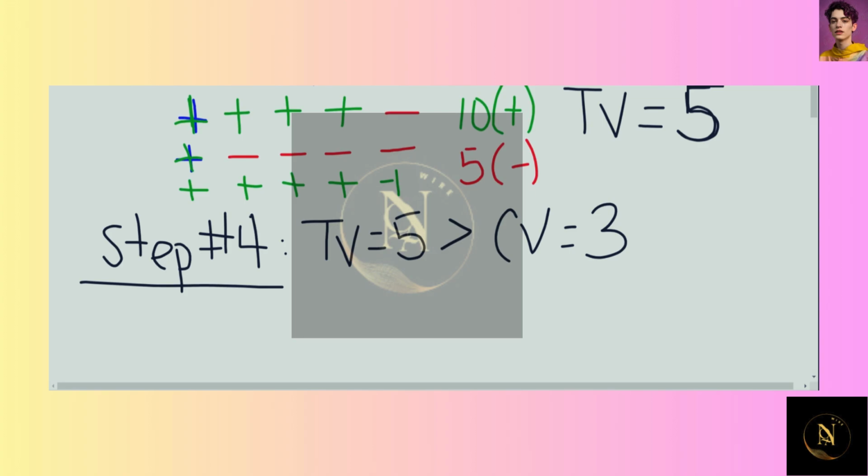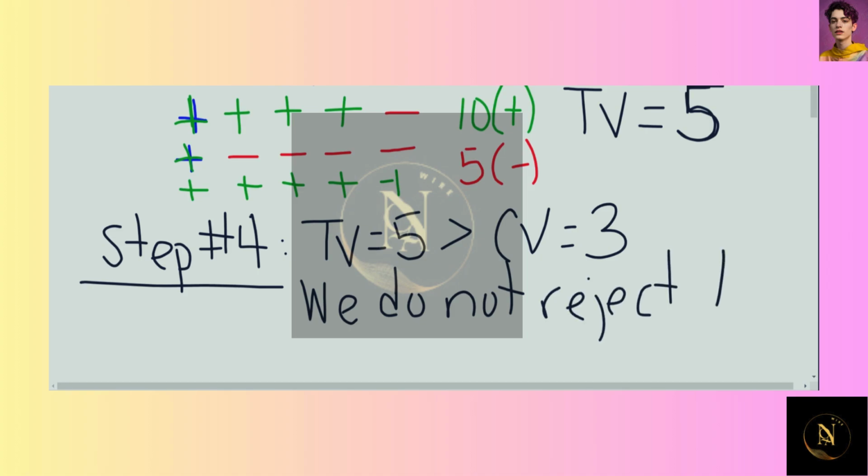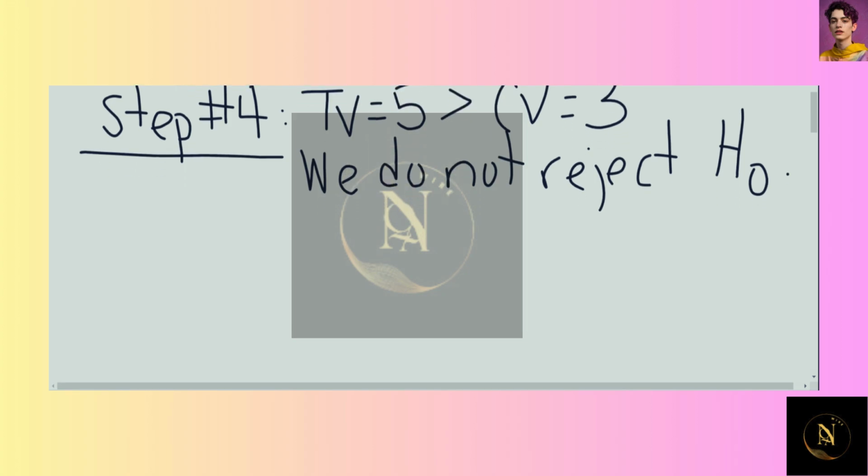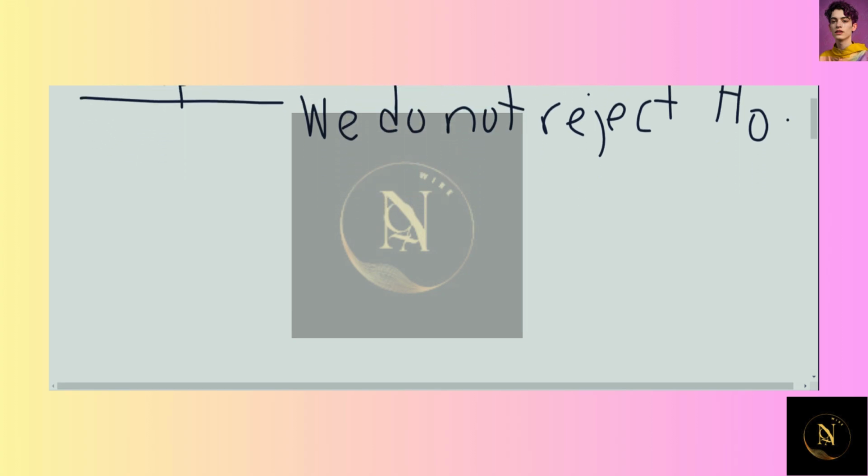So when we compare those two results, basically the decision that we come up with because of this is that we do not reject our null hypothesis. Right? So that's our decision that we get, and then we have to summarize. So we're going to move on to step 5. Step number 5 now.